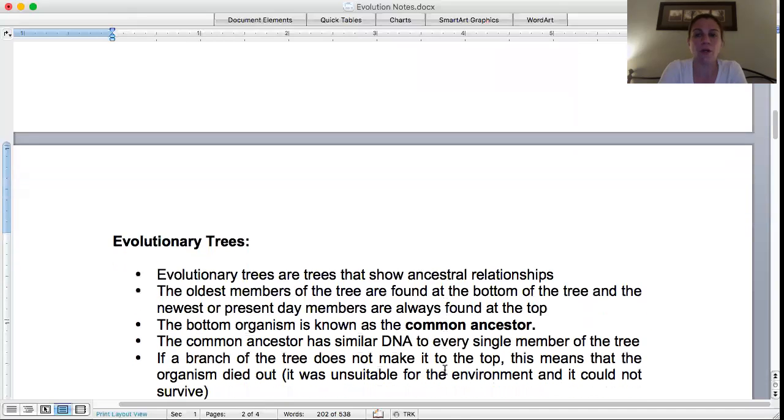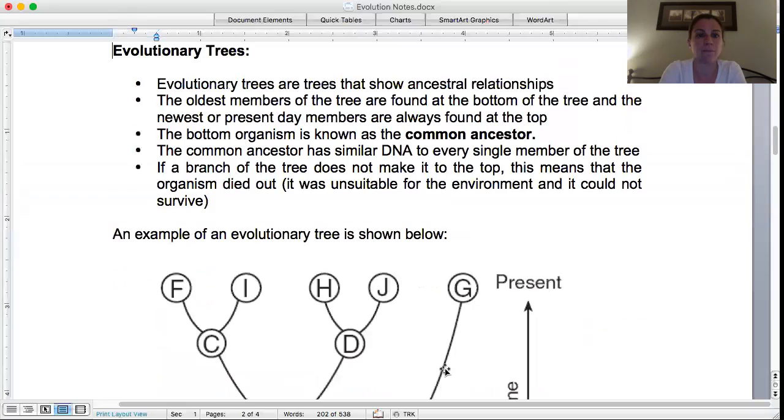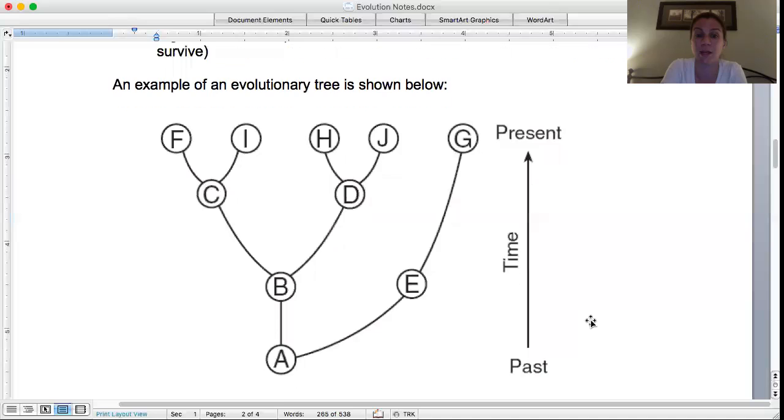Okay, so another thing that I want to go over is this idea of an evolutionary tree. An evolutionary tree is going to show relationships. The oldest members are always found at the bottom of the tree. I want you to think of the tree like the trunk and then the branches with the leaves, okay? So the base of the tree is always the oldest. The bottom organism is going to be known as the common ancestor.